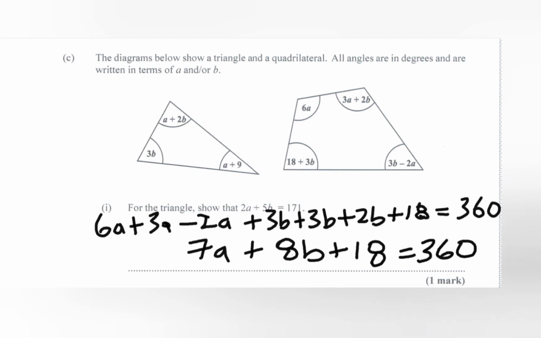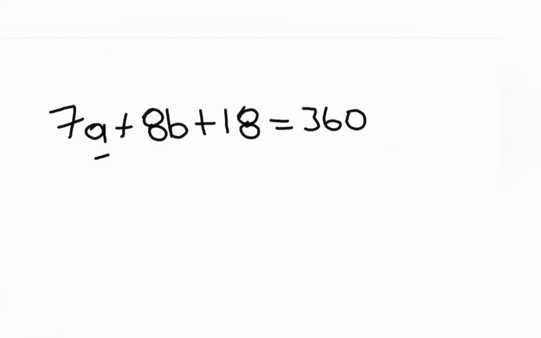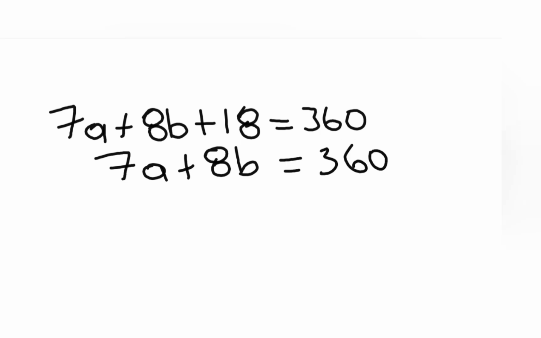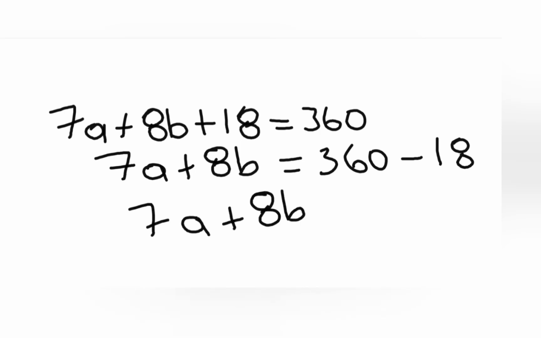So next we're going to subtract 18 from both sides. So we're going to have 7a plus 8b equal to 360 minus 18. So we're going to have 7a plus 8b is equal to 342. Hence this is proven.